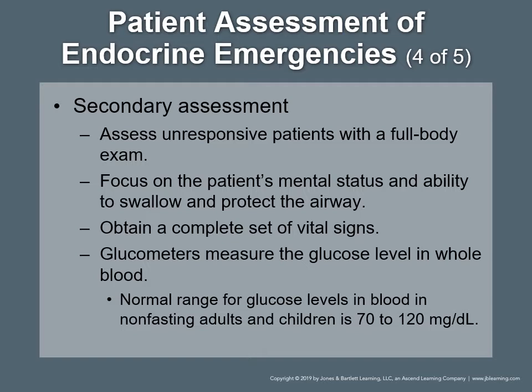Vital signs: obtain a complete set of vital signs. Identify abnormal vital signs when you know the blood glucose level is too high or too low. Remember, the patient may have abnormal vital signs and a normal blood glucose value. Monitoring devices: glucometers measure the glucose level in whole blood using either capillary or venous samples. It's important to read and understand the operator's manual before use. The normal range for glucose levels in blood in non-fasting adults and children is 70 to 120 milligrams per deciliter. The blood glucose level in neonates should be higher than 70 milligrams per deciliter.